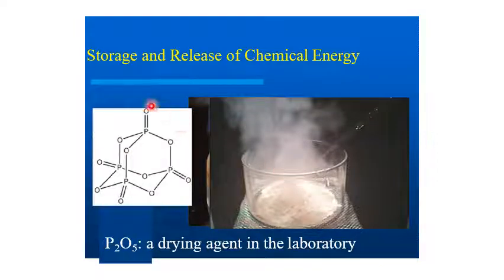So basically, for the storage and release of chemical energy in P2O5, the energy is stored in the form of this bond energy, in the form of this bond. So when you want to release it, you have to break the bond. When you break the bond, if you add water, it will burn this P2O5 molecule, giving a high amount of energy. So this is the kind of thing, the storage and release of chemical energy. I have given you one example.